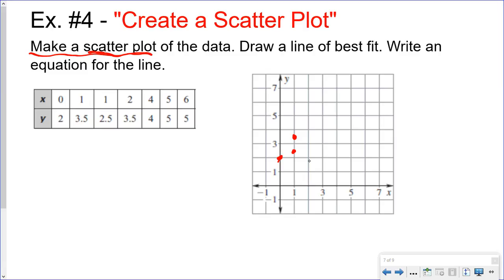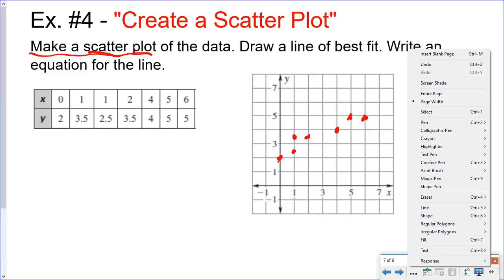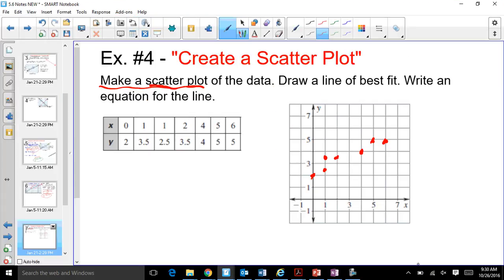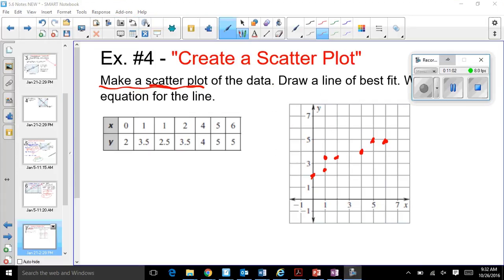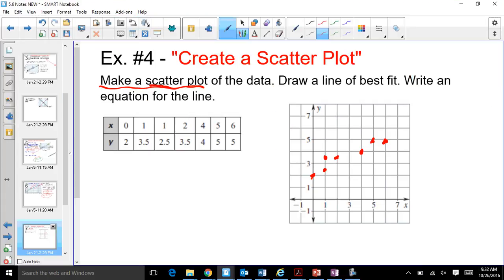2, 3.5, 4, 4, and 5, 5, and 6, 5. So now I've got my points on here, and now I want to draw a line.